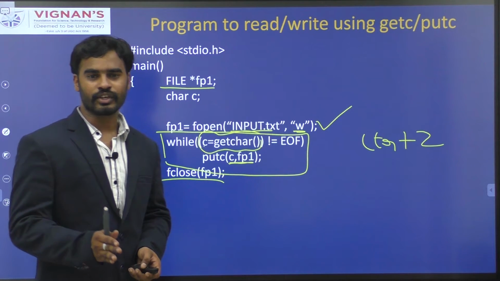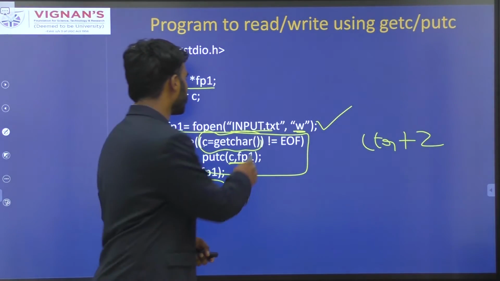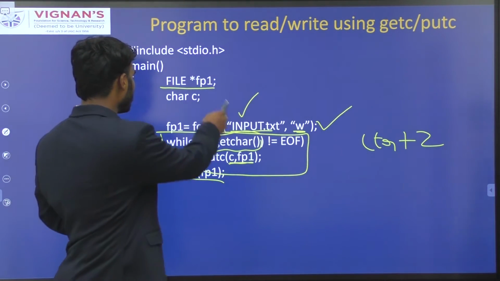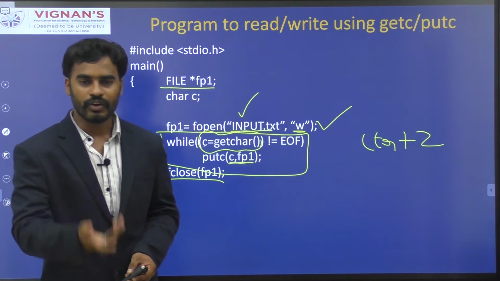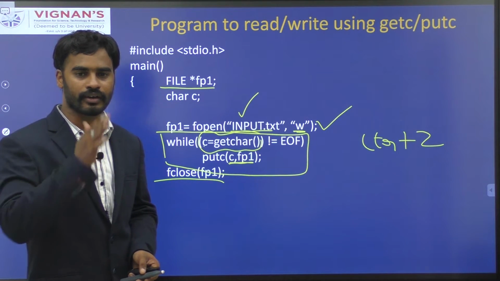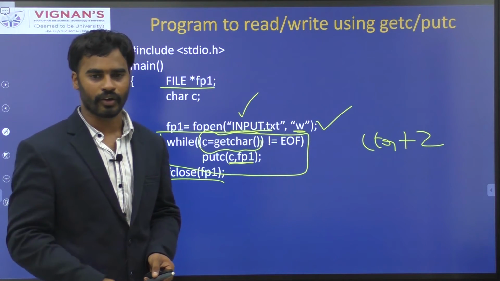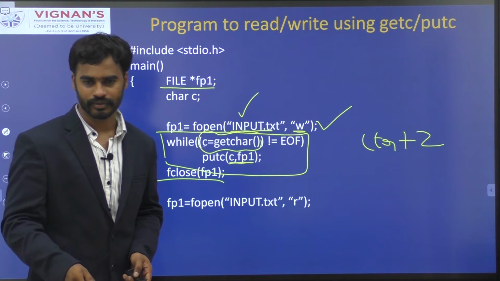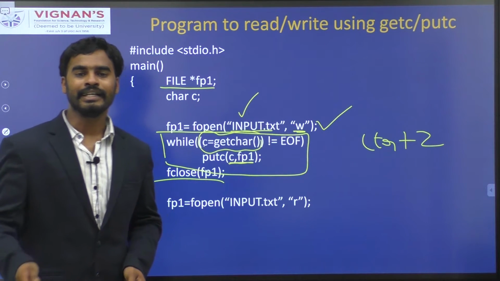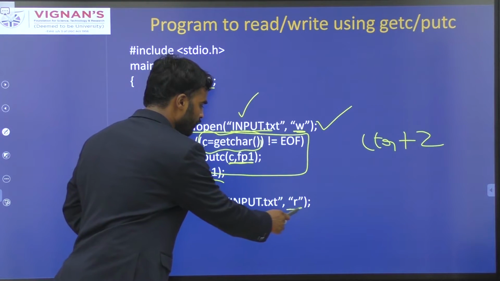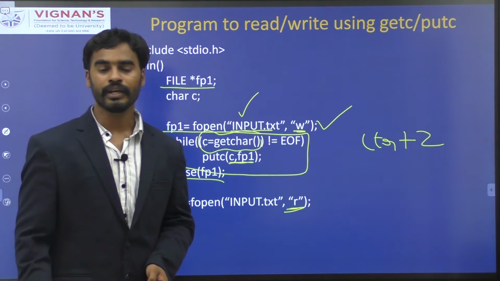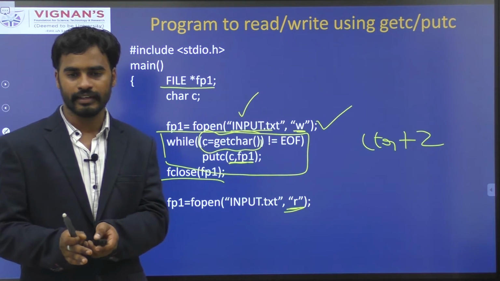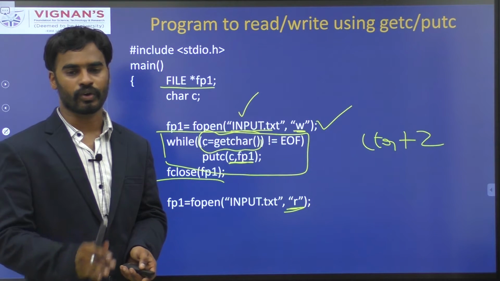To check whether the contents are properly written in the file input.txt or not: here you have written contents to your file. Now let's open the file again. This time open the file in read mode, because now we are going to read the data from the file, and put all the contents in the console, so that we can verify whether the file is written properly or not.